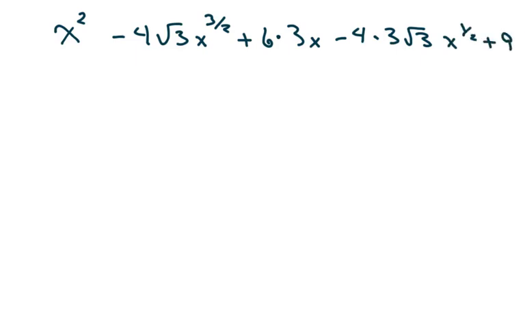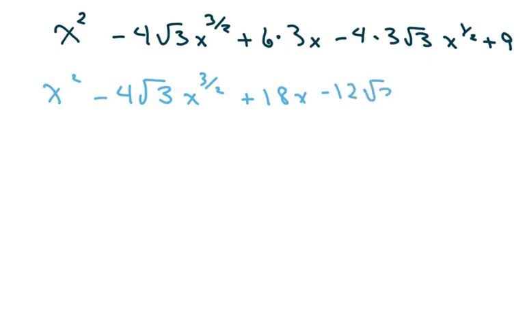And simplifying further, I get x squared minus 4 square root of 3 x to the 3/2 plus 18x minus 12 square root of 3 x to the 1/2 plus 9.